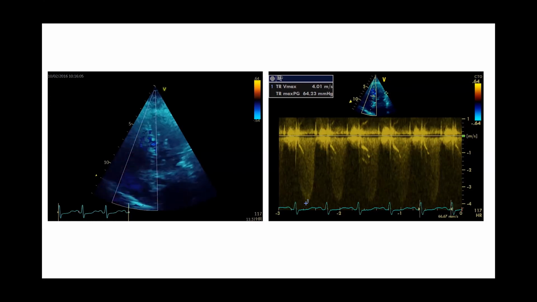To summarize? It's a 69-year-old female with COPD exacerbation who has got normal LV systolic function with features of severe mitral stenosis with severe pulmonary hypertension.